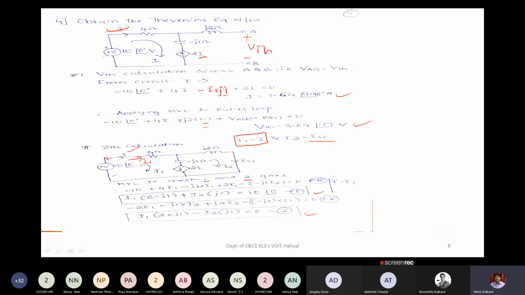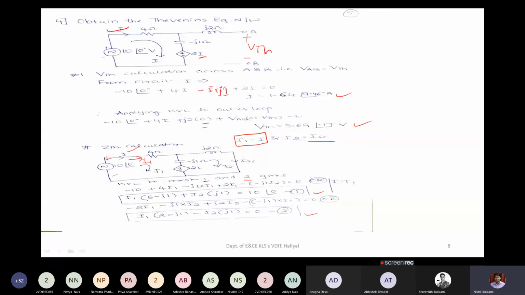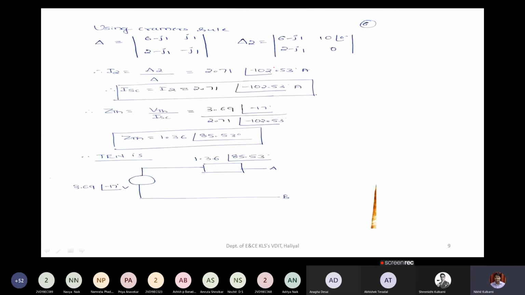Now you cannot solve through the calculator. Again, you have to use Cramer's rule. If you apply Cramer's rule, you can find delta. Delta should contain these variables: 6 minus j1 and j1, 2 minus j1 and minus j1. Then delta 2. Why are we calculating delta 2 only? Because we are interested in ZTH, so we need to find the second current. If you calculate that, you will get this value.